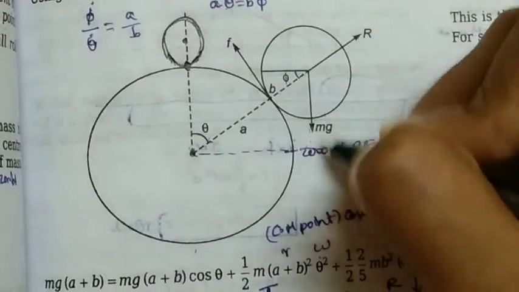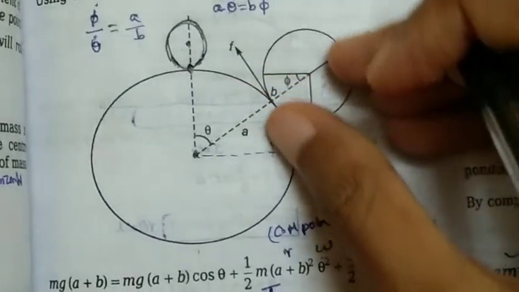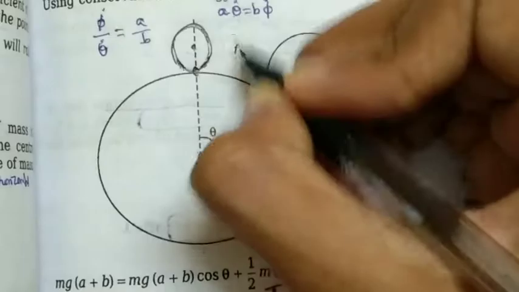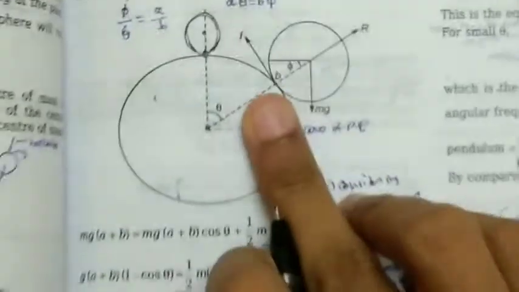the weight of the sphere acting downwards, and as it is moving in this downward manner, frictional force will always oppose in this manner. So rolling friction would act.